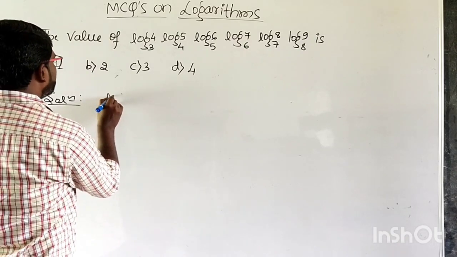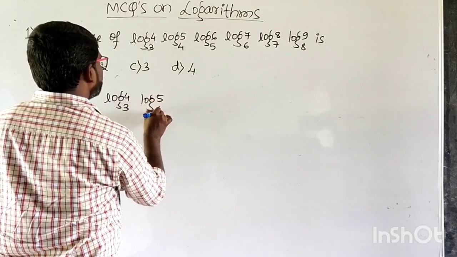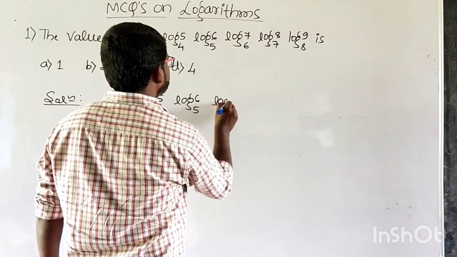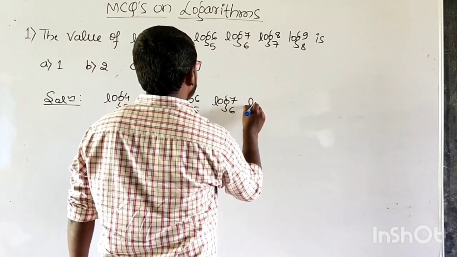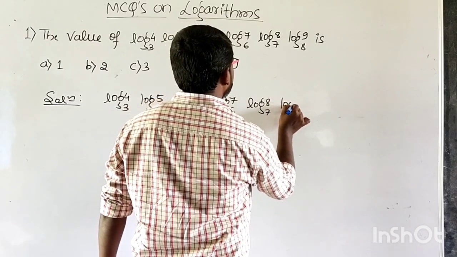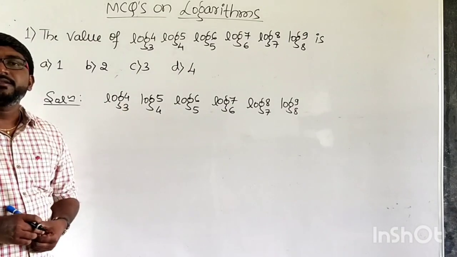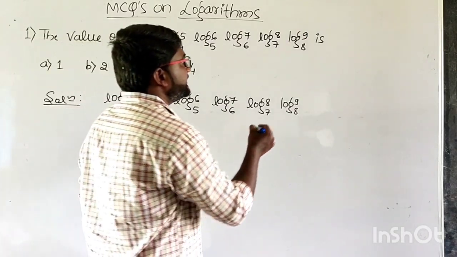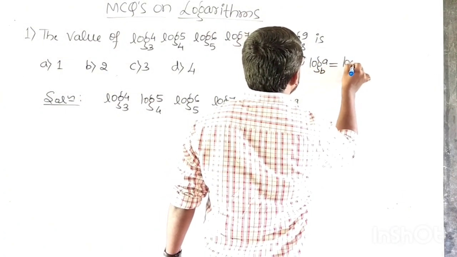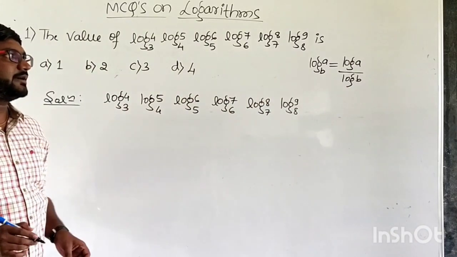So it is log 4 to the base 3, then log 5 to the base 4, then log 6 to the base 5, then log 7 to the base 6, then log 8 to the base 7, then log 9 to the base 8. So here we have to apply the change of base rule. What does the change of base rule say now? See here, log a to the base b can be written as log a divided by log b. So we have to make use of that rule.